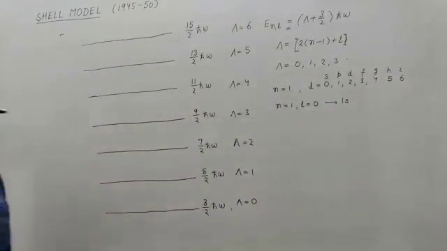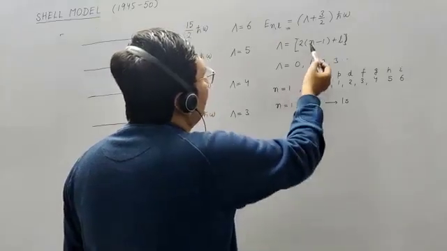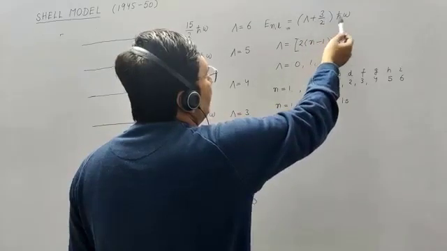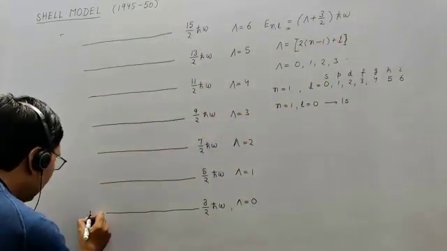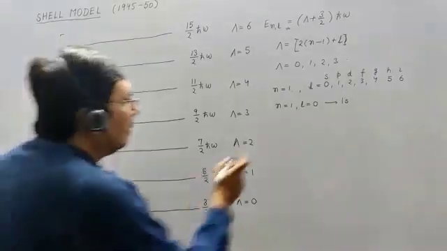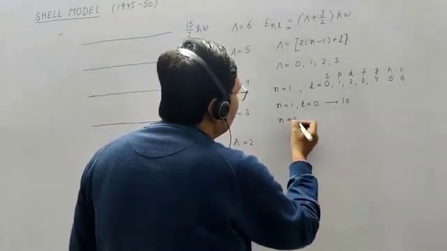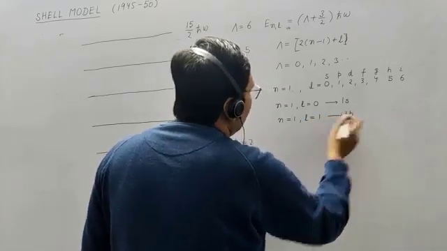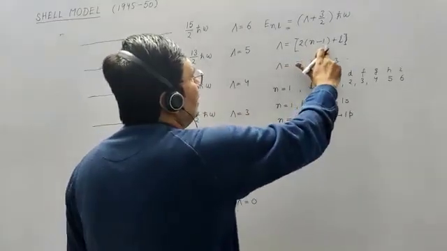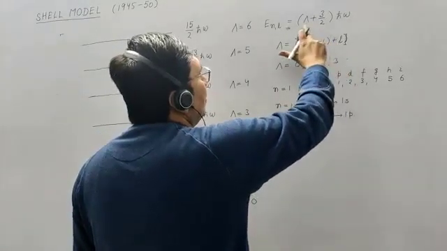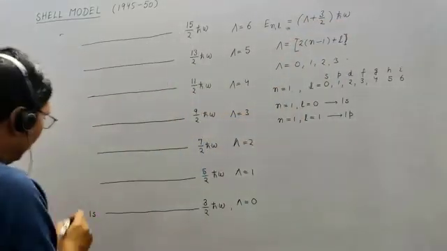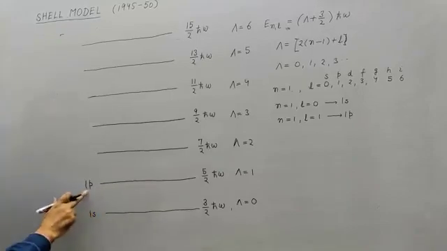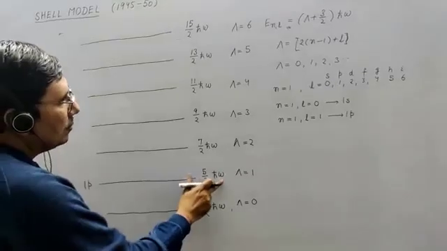What will be the energy of this 1s orbit? Substitute n equal to 1 and L equal to 0 here, so lambda will be 0. So this will be lambda plus 3 by 2 h cross omega, and this energy level corresponds to 1s. Now find out n equal to 1, L equal to 1. This is the 1p orbit. What will be the energy of this? This will be 1 minus 1, 0, so lambda will be 1. 1 plus 3 by 2 is 5 by 2 h cross. So the energy of the 1p orbit is 5 by 2 h cross omega.